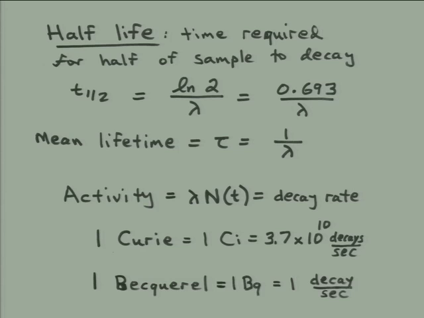The more modern unit is called the becquerel, named after Henri Becquerel, who was one of the pioneers in the early experiments in nuclear science, and it's a fancy name for 1 decay per second. So 1 decay per second is now called 1 becquerel.